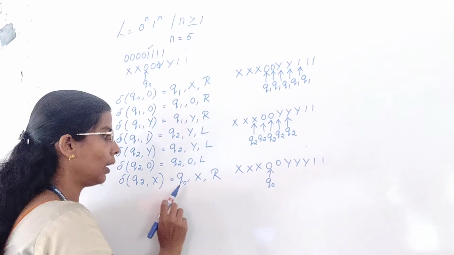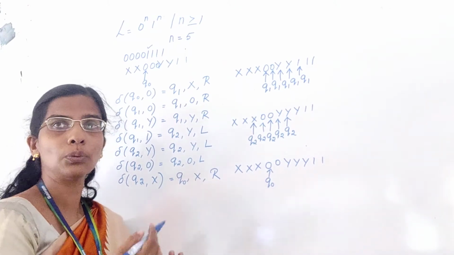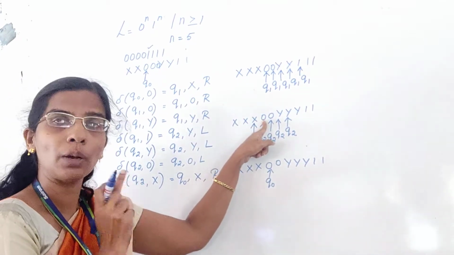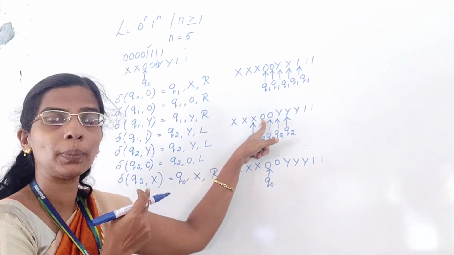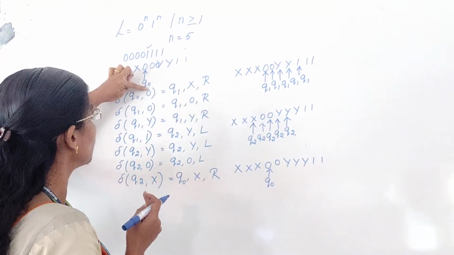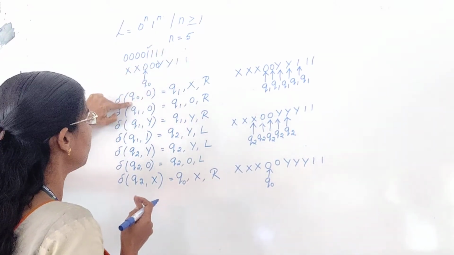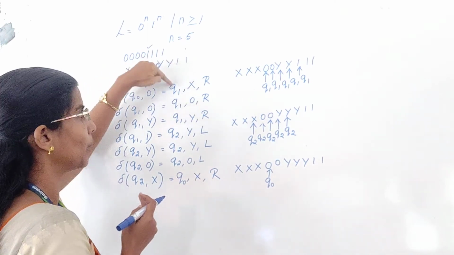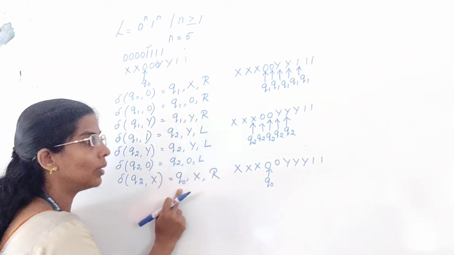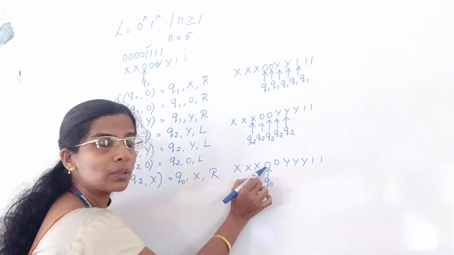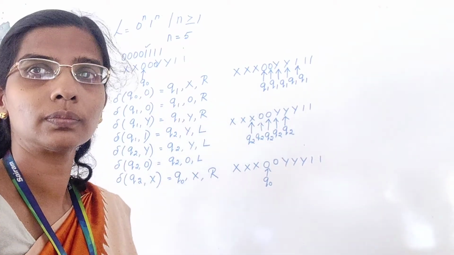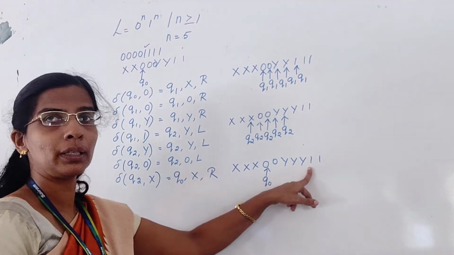I'll tell you once again. When you take right, I'll be getting my first 0, and what I have to do with this first 0 is replace the 0 with X. Then you have to check in which state 0 is replaced with X. 0 is read by Q0 and it is replaced with X by making a state change to Q1. So that state you have to specify. Now this 0 will be replaced with X. This 1 will be replaced with Y.